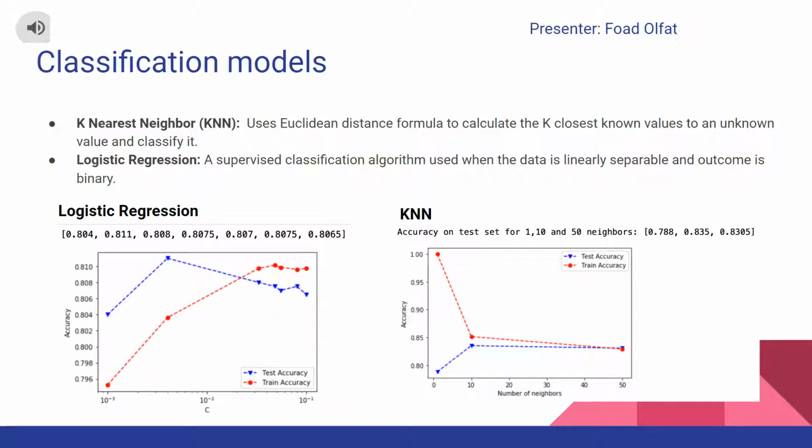We also used k nearest neighbor, KNN models, which uses Euclidean distance formulas to calculate the k closest known values to an unknown value in order to classify it. And we also use logistic regression, which is a supervised classification algorithm, to do the same thing. We were getting around 80 to 84% accuracy with these two models as well.